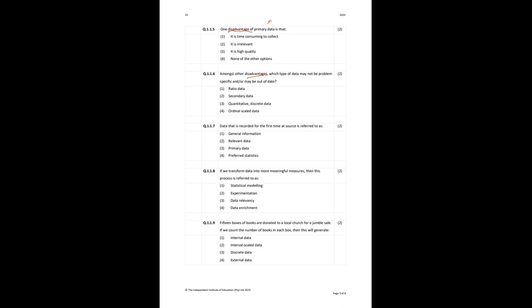The next one. Okay, so this is also to do with one of the definitions I just gave to you. So it's looking at data that's recorded for the first time. What is it called? So we did that one already as well. And then here, let's look at these. So this is looking at four different ones. We haven't gone through any of these definitions. So you have statistical modeling, experimentation, data relevancy, and data enrichment.